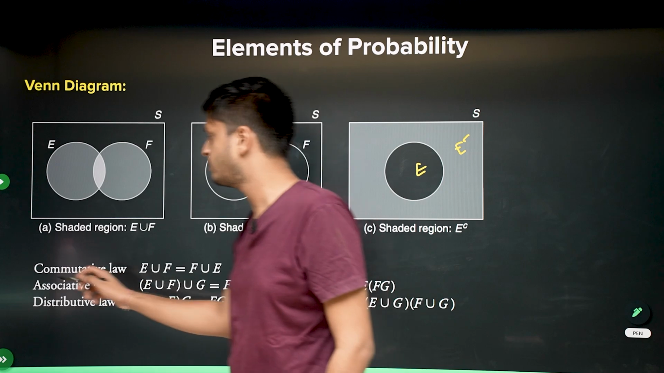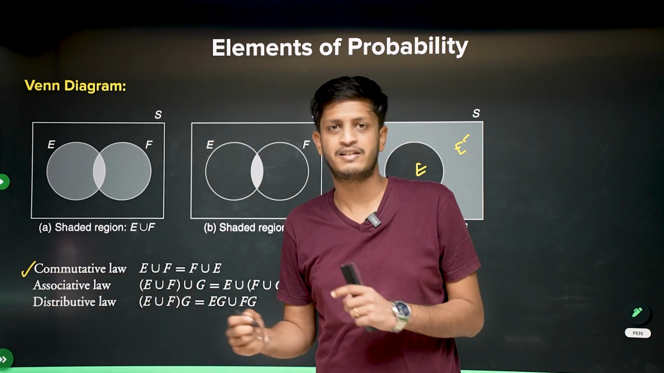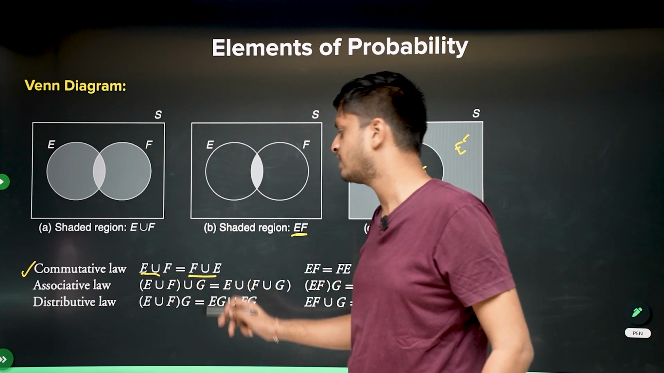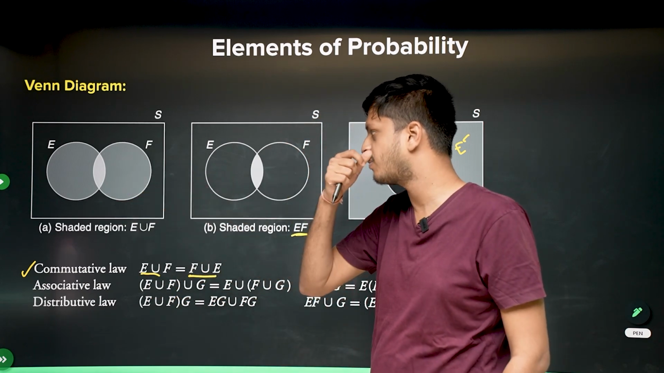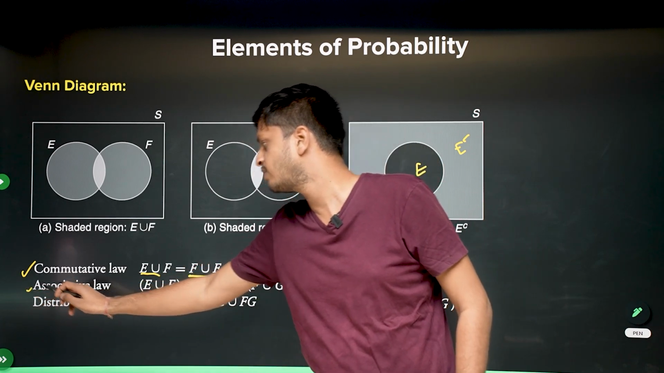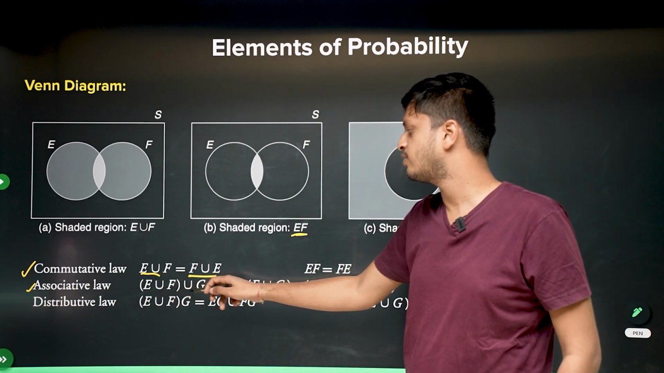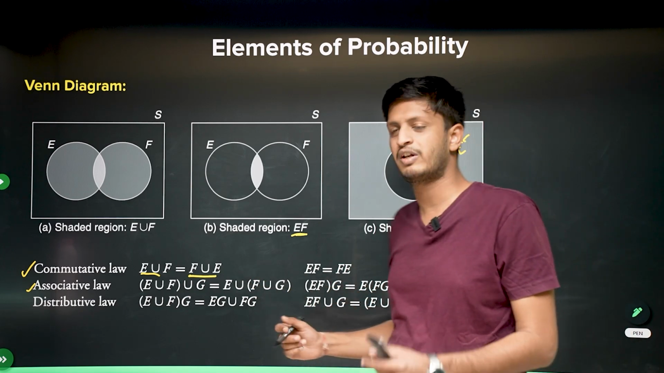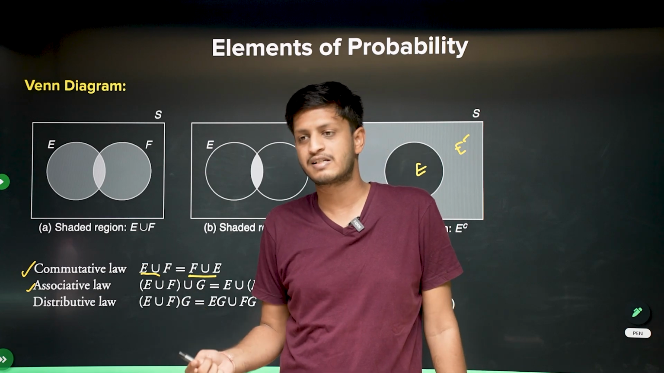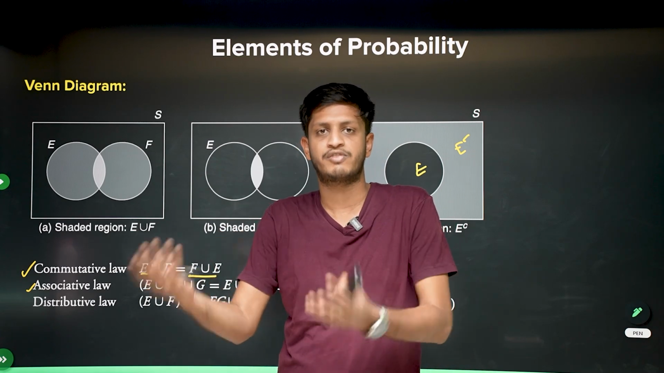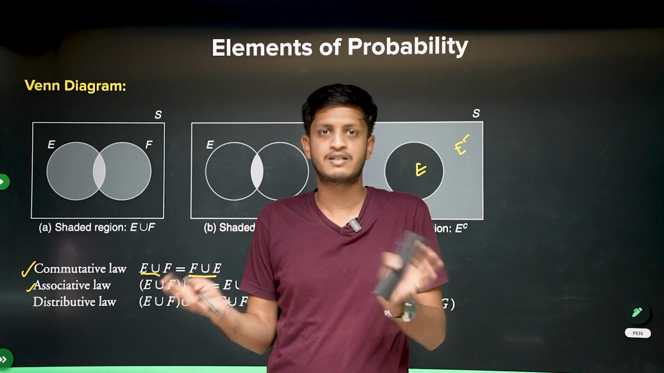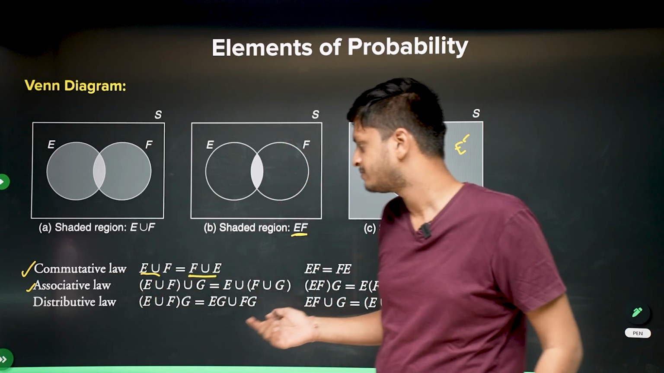So first is the commutative law. These laws are standard in set theory and probability. E union F will be equal to F union E. So the union of two sets is commutative. You can do E union F or F union E, it doesn't matter. Then you have the associative law. It means that E union F union G is equal to E union F union G. When you're doing union, you're anyways taking all the elements in all the sets, right? So it doesn't matter which two sets you do union first. It is associative.